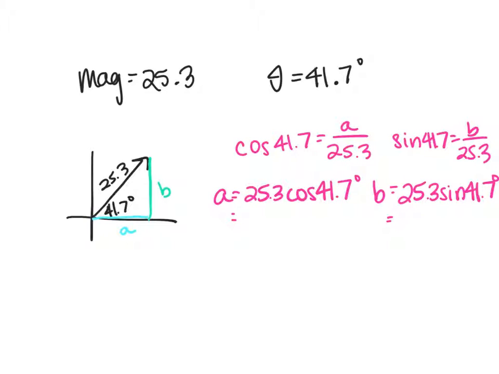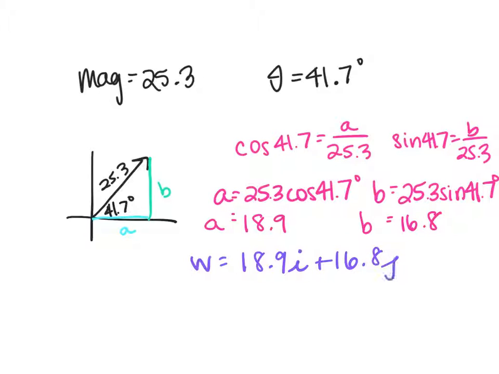So if we type in the 25.3 cosine 41.7, we get 18.9 for our A value. And for our B value, as we type that in, we should get 16.8. So our end goal is to write this vector in ij form. So we have W is equal to 18.9i plus 16.8j. So you'll notice we can generalize this both times to find A and B.